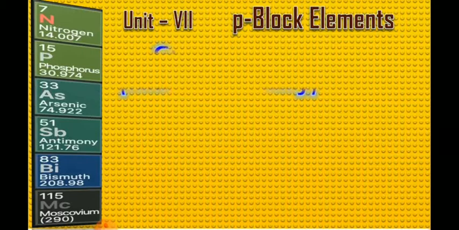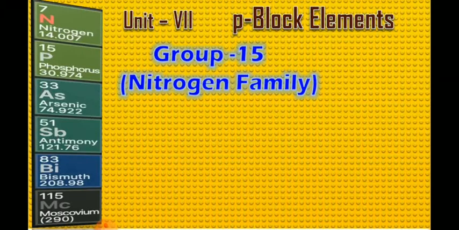So we are dealing with the study of group number 15. That's the nitrogen family. The elements present in the nitrogen family, or group number 15, are nitrogen, phosphorus, arsenic, antimony, bismuth and moscovium. In previous episodes, we discussed the periodic, physical and chemical properties of the group. After that, we studied preparation, properties and uses of the ammonia molecule, isn't it?